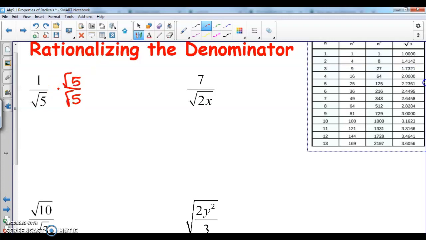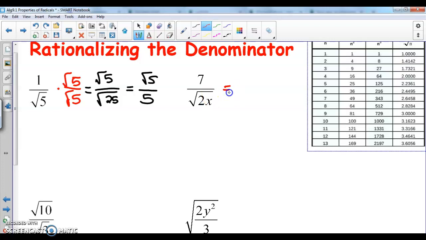There you go. So the final answer here will become 1 times radical 5, which is just radical 5 over, see, if you're not so sure about what to do, go ahead and multiply them. 5 times 5 is 25, right? But what is the square root of 25? It's 5. So this will be radical 5 over 5. Okay. Next one.